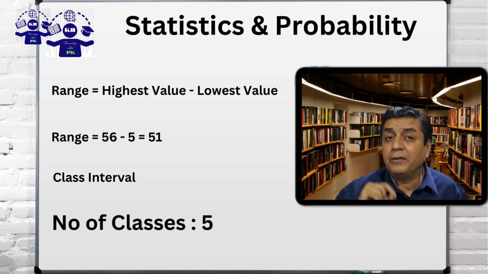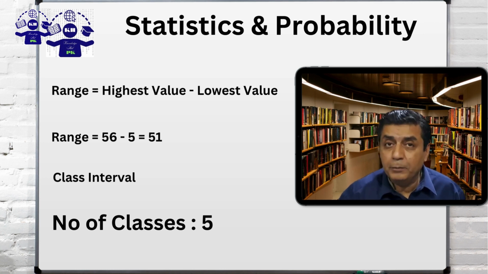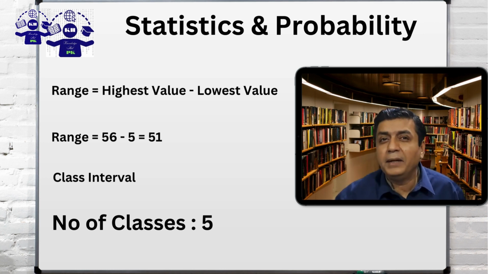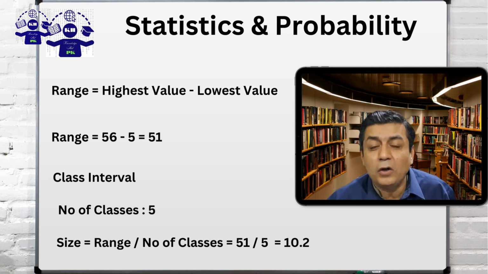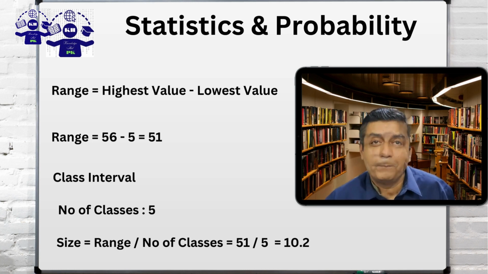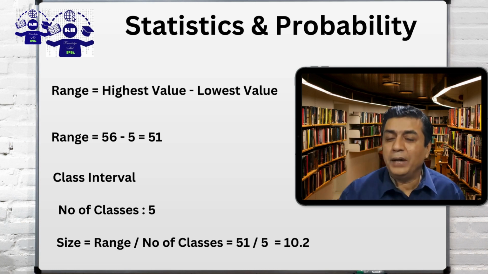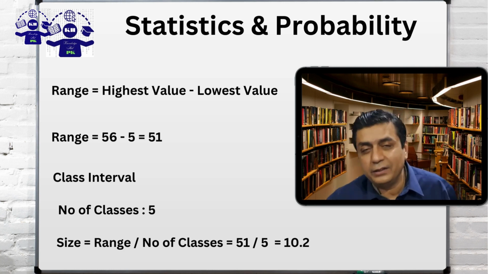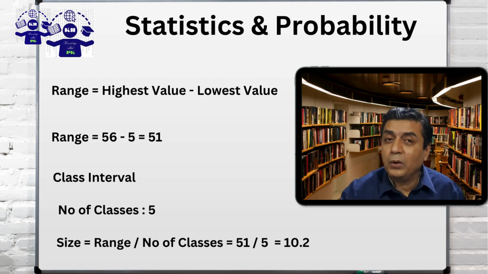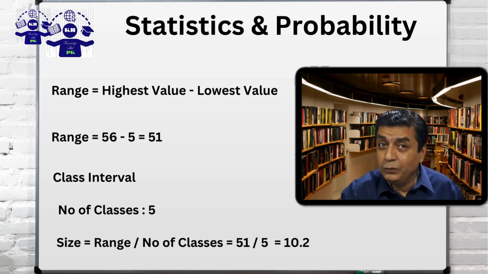So now we will be dividing 51 divided by 5. This will be telling us about the size of each class interval. This size is also known as width, and this size is also known as height of the class interval. And the size is going to tell us the values which are going to be stored in our classes.